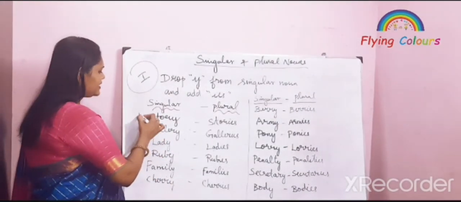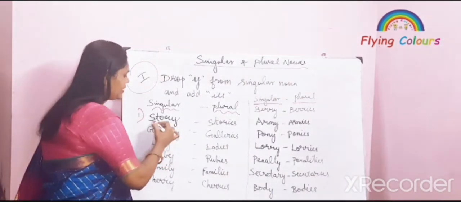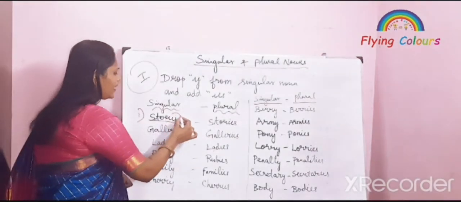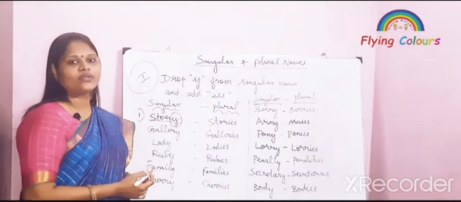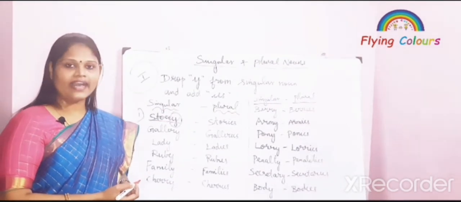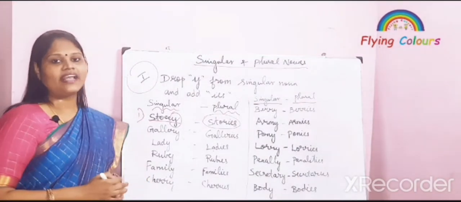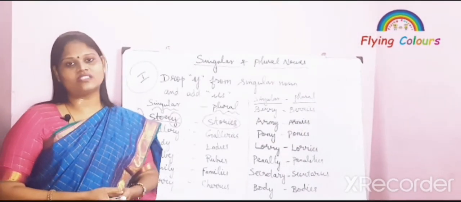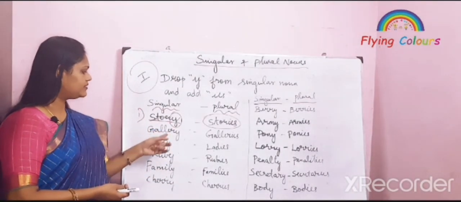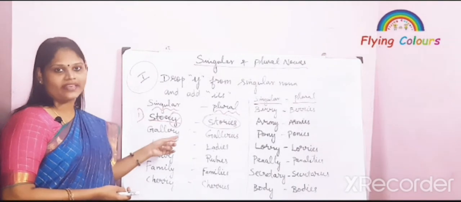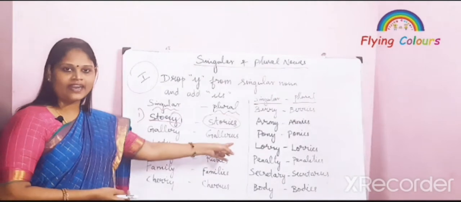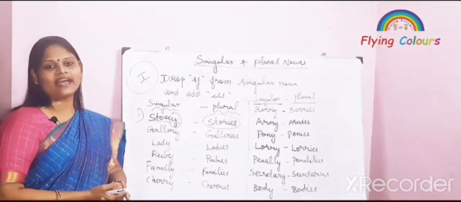See, the first example is story. The y is at the end of this word. In this concept, you should drop y and add ies. This is the first concept of singular and plural nouns. The second one is gallery. Drop y and add ies. So I have added ies to make galleries.